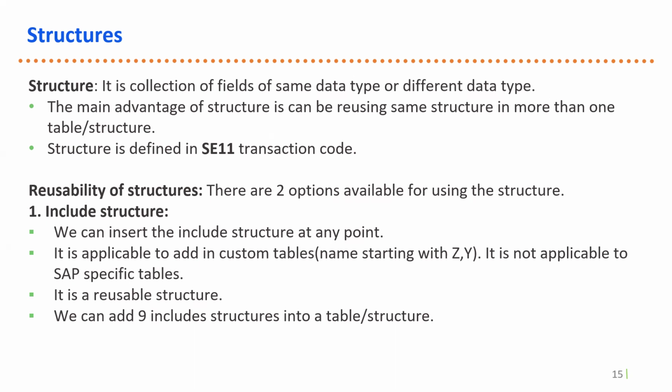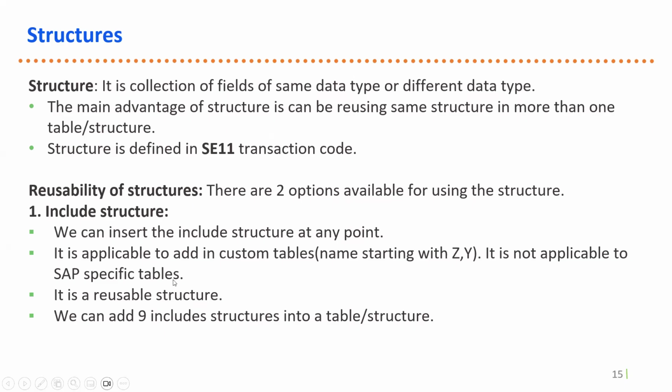And include structure can be added only in the custom table. As we already know what custom table and standard table mean: standard tables are those created by SAP, like the MARA table, VBAK table, VBAP table. We cannot add any structure, like include structure, in a standard table. But if you have a custom table and you want to add it in a specified position, then we can use include structure.